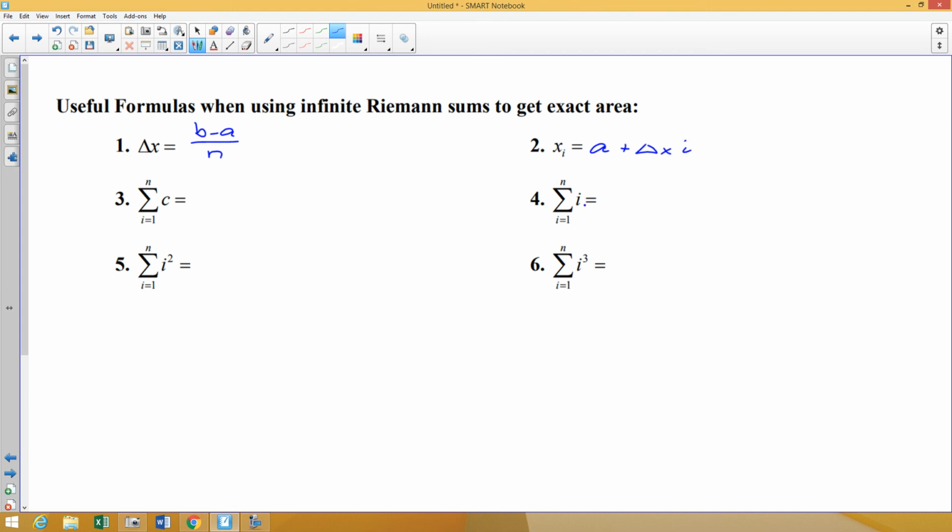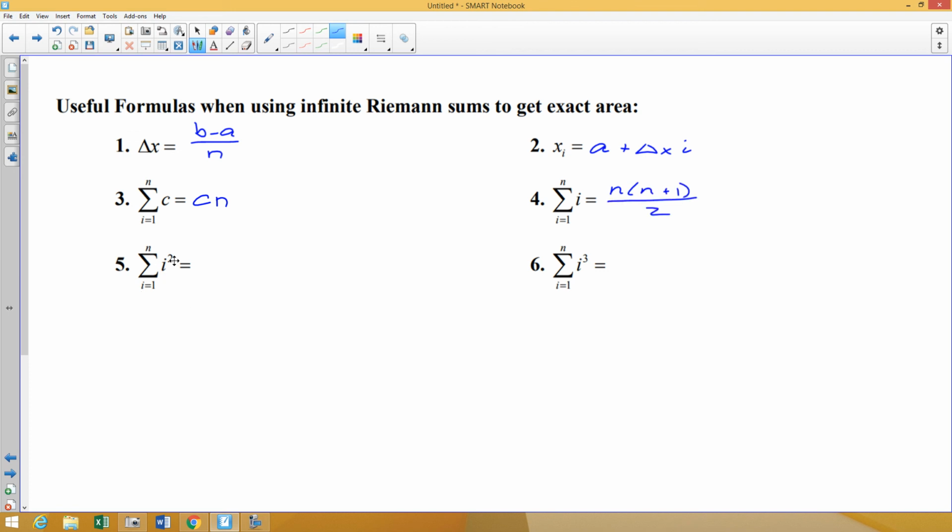And then these next four are just ones that are going to come into play later when we do an actual problem. If you are adding from 1 to n and you just have a constant, like the sum from 1 to n of 3, then that answer would be 3n or c times n. If you're adding your integers, like this would be 1 plus, and I plug in 2 for i, plus 3, plus 4, and so on and so forth. The sum of the first n integers is n times n plus 1 over 2.